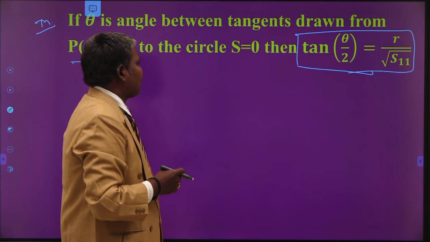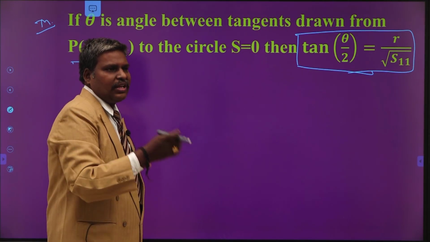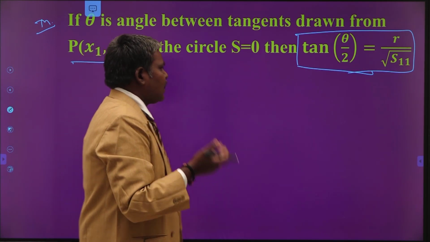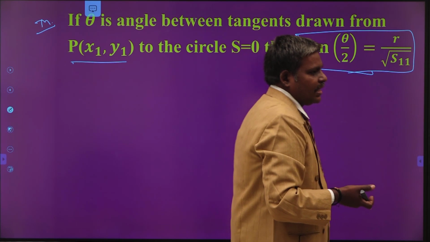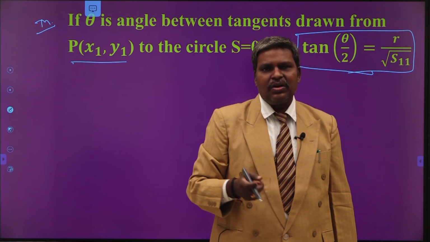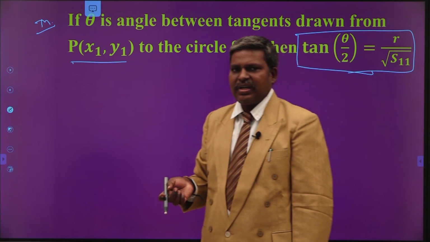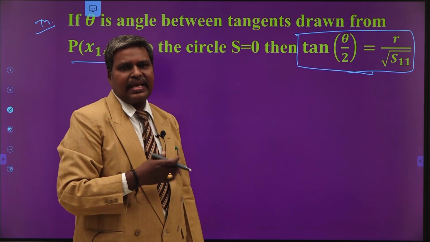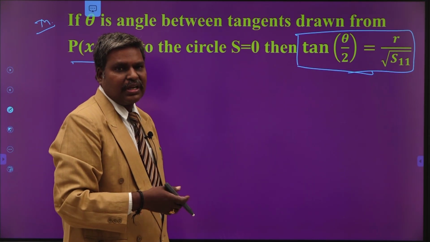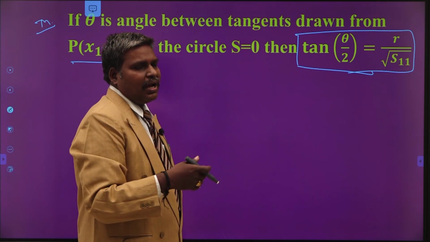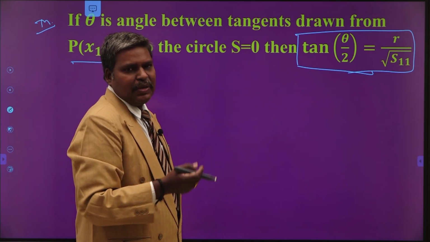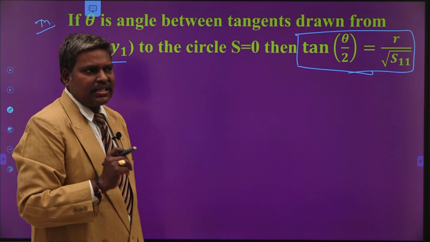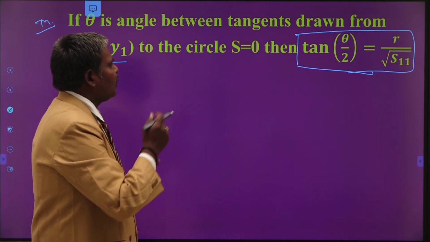What is theta? Theta is the angle between the tangents drawn from the external point. Your point is outside, only then can you draw two tangents. The angle between the two tangents is theta. r is the radius of the circle and root S11 is the length of the tangent from that point to the circle. Am I correct or not? What is the length of tangent formula? Root S11. Understand? Once you know the radius and the length of the tangent, you can easily find the angle between the tangents drawn from the given point to the circle when it is outside. If it is on or inside the circle, there are no two tangents, so there is no meaning of the angle between the tangents. Your point must be outside of the circle, then only we talk about tan(theta/2).